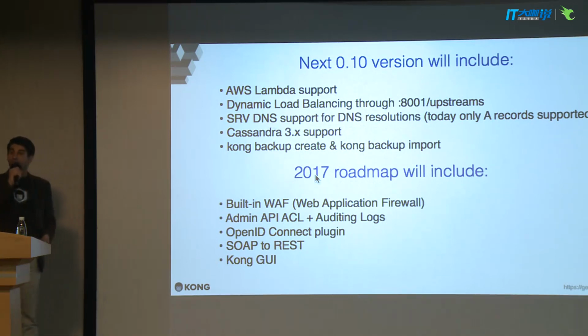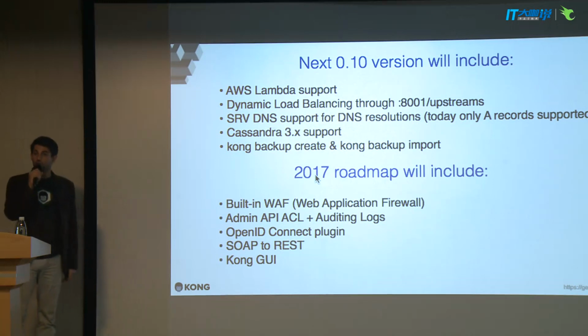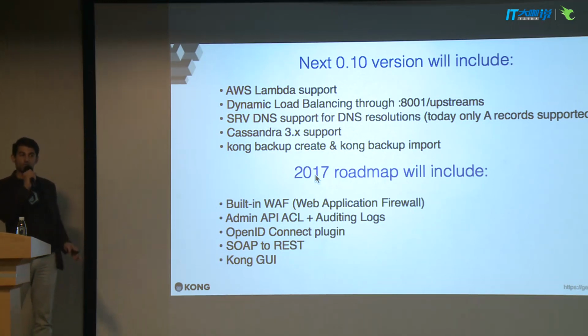The next 0.10 version of Kong will include some very interesting features. It's one of the biggest releases of Kong and includes native Lambda support for invoking AWS Lambda functions through Kong. So now Kong can be used not just for proxying requests to a service, but can also be used to invoke a Lambda function on AWS. On top of that, you can apply all the existing plugins that Kong provides, like authentication, rate limiting, and logging on top of Lambda.